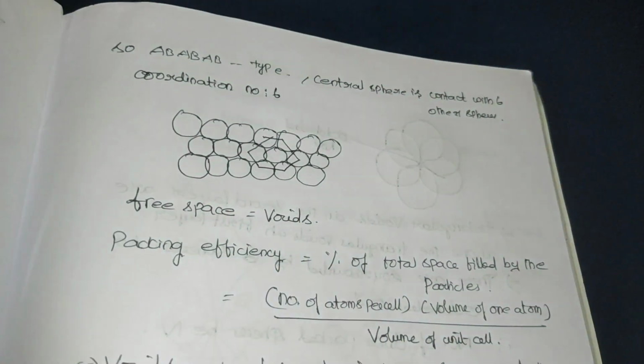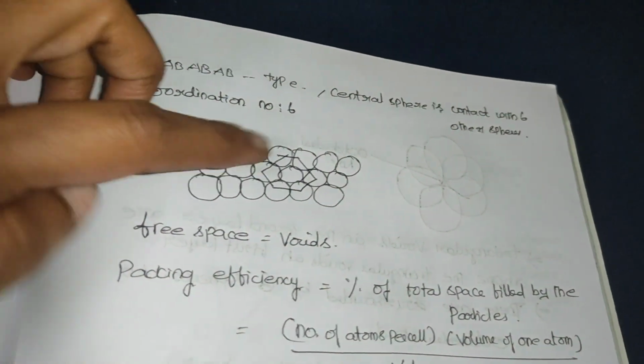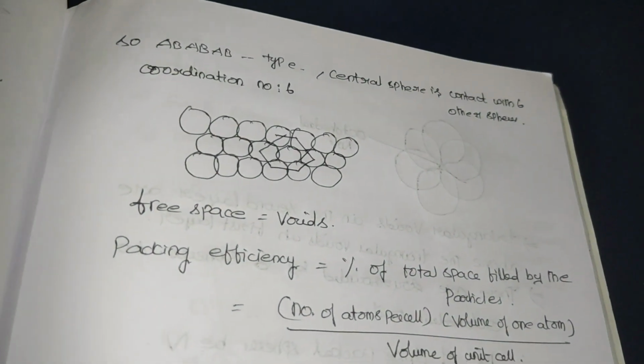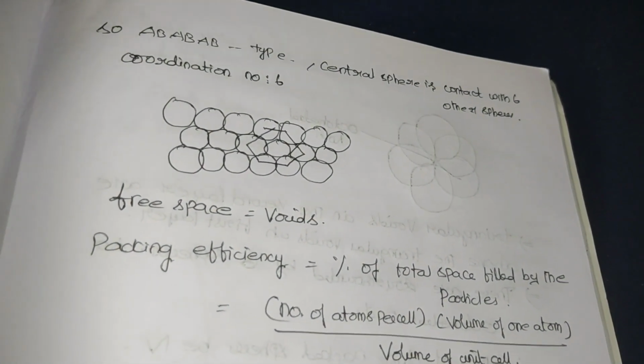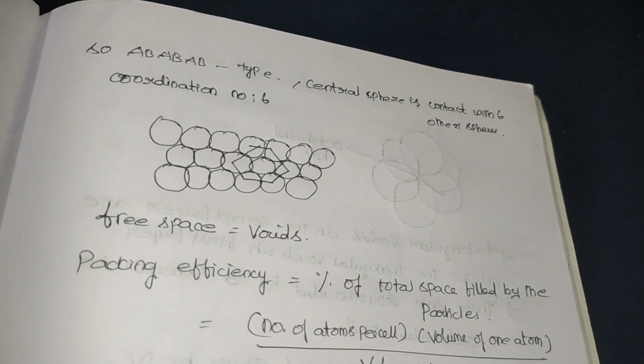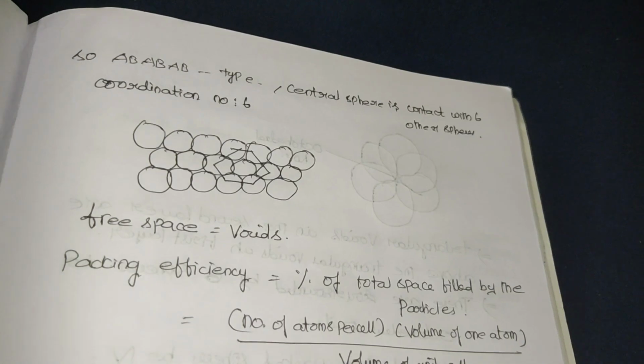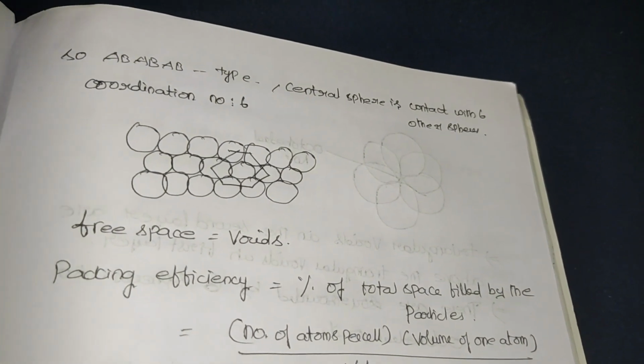We talked about ions, and what about the free spaces? However efficiently it is arranged, we cannot escape from the empty spaces. Some free space will be there, and this free space is called voids.